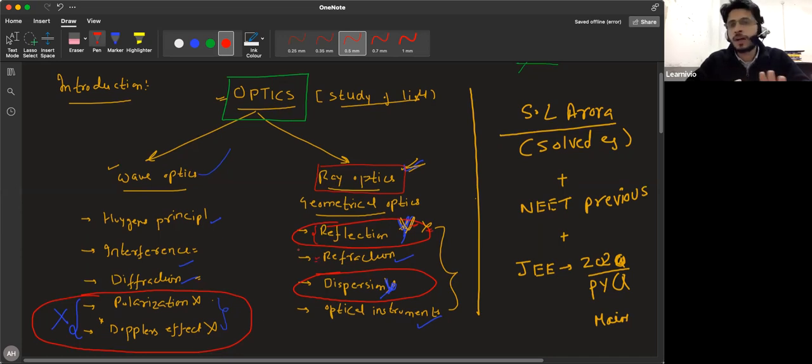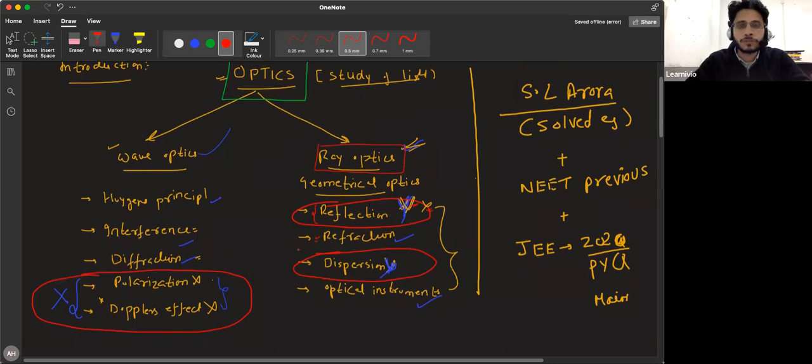This ray optics is the last major chapter of the syllabus. After ray optics, we have modern physics. Each chapter will not take more than one lecture. So after ray optics, I start assuming that the syllabus is over. You should start your review.